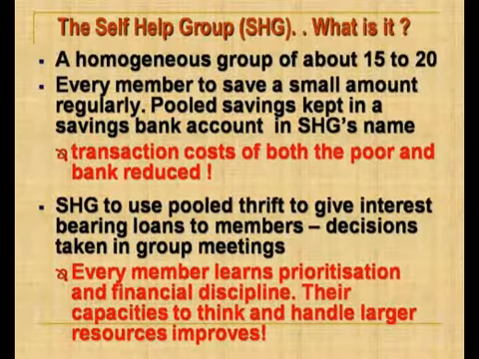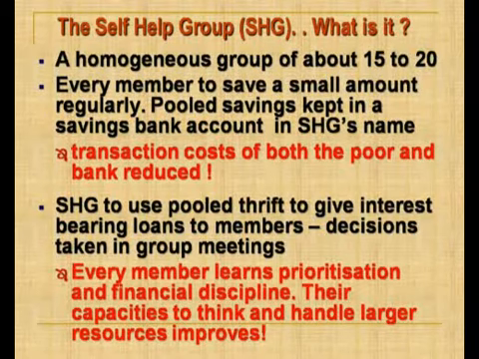So what is this homogeneity all about? Homogeneity means the members should have the same socioeconomic status and the same need for money or income. That makes it homogeneous. Then every member saves a small amount regularly. The general practice is that at minimum, once a month people meet. People means here the members of the SHG. This pooled saving is kept in a savings bank account, and this bank account is opened in the SHG's name. We'll discuss it later.